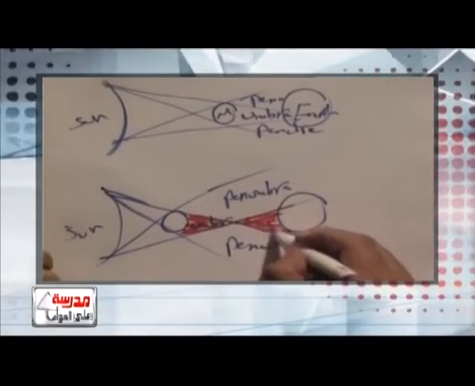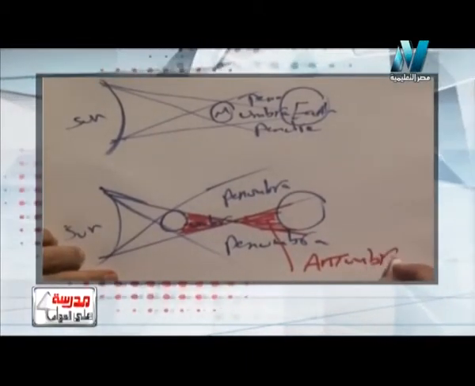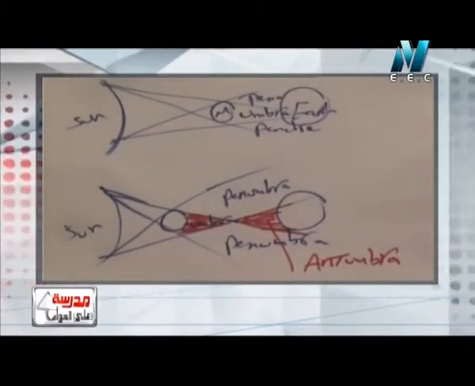Okay, so this area is called antumbra. Another type of shadow which is called antumbra. In this area, what will happen? In this area we will see the lighting ring only of the sun.